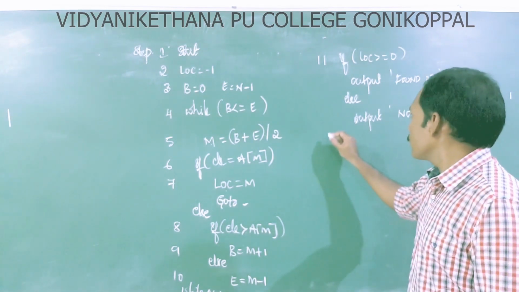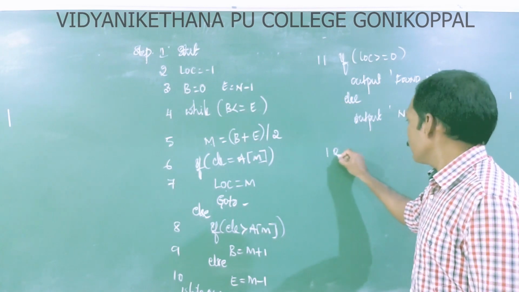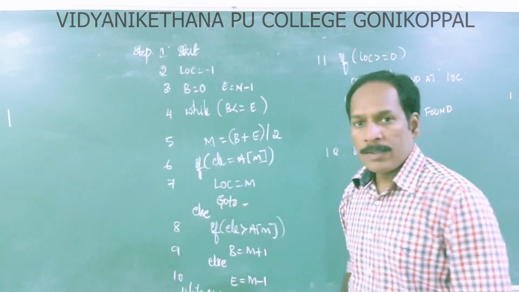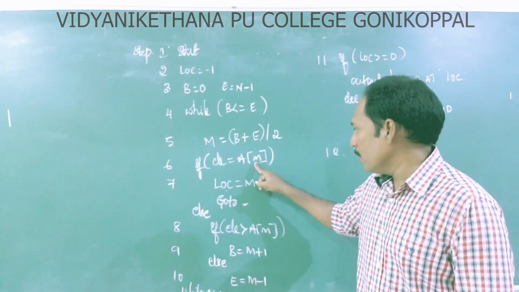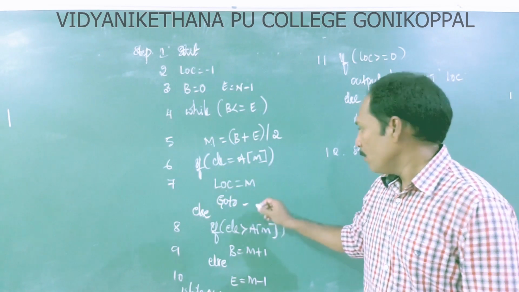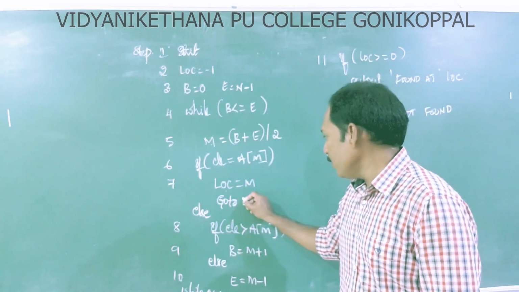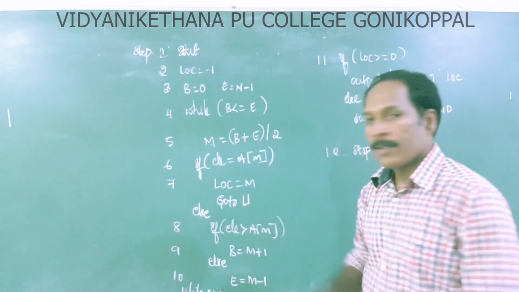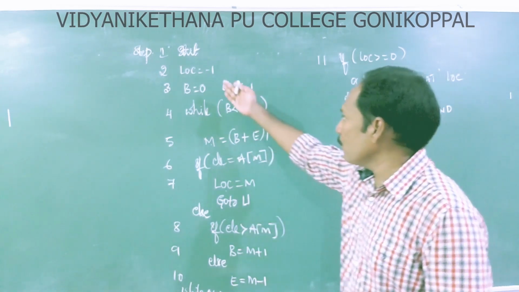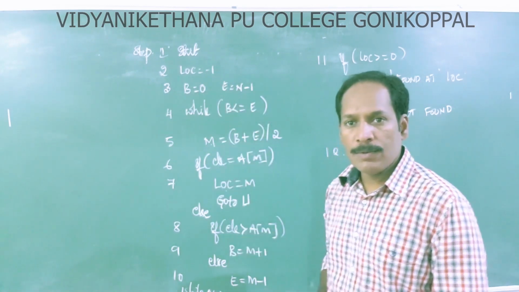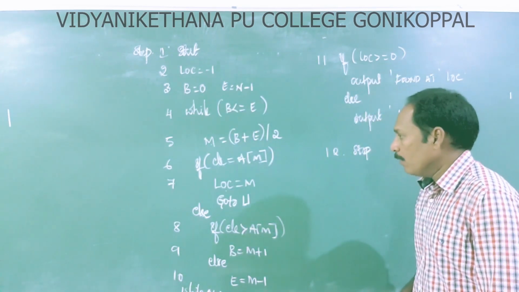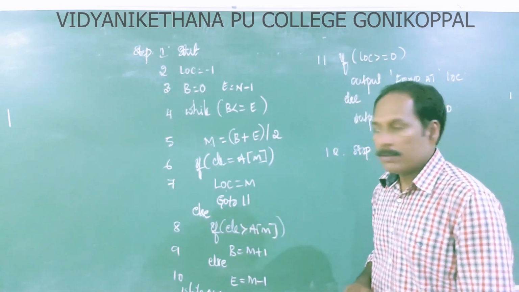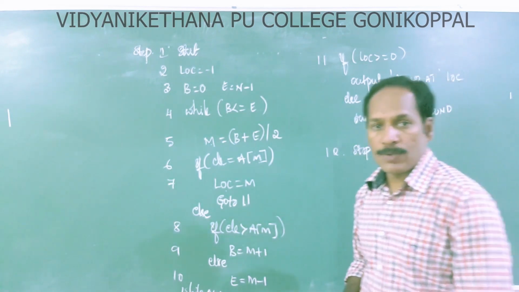Next, stop is step number 12. This is how it ends. If the element and the middle element of the array are the same, we copy the location and immediately stop the repeating process and go to step number 11. Where location was earlier -1, it is reset to the positive number m. Then we display the element is found at LOC plus 1.